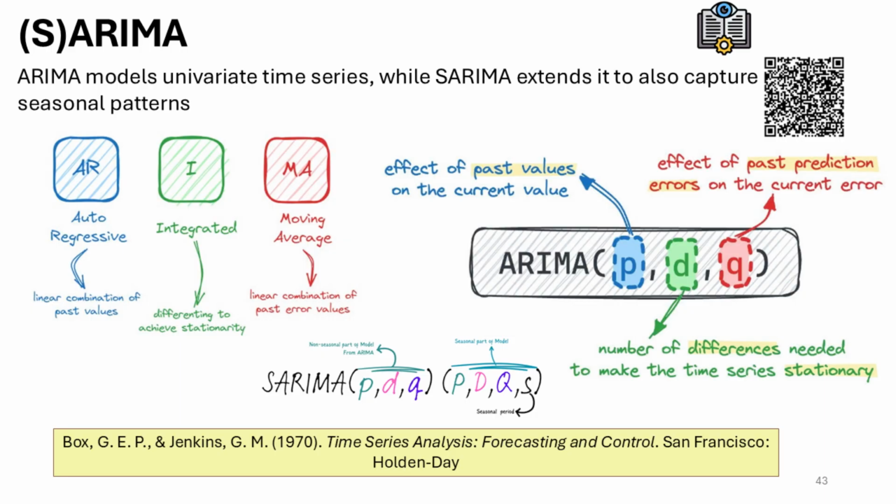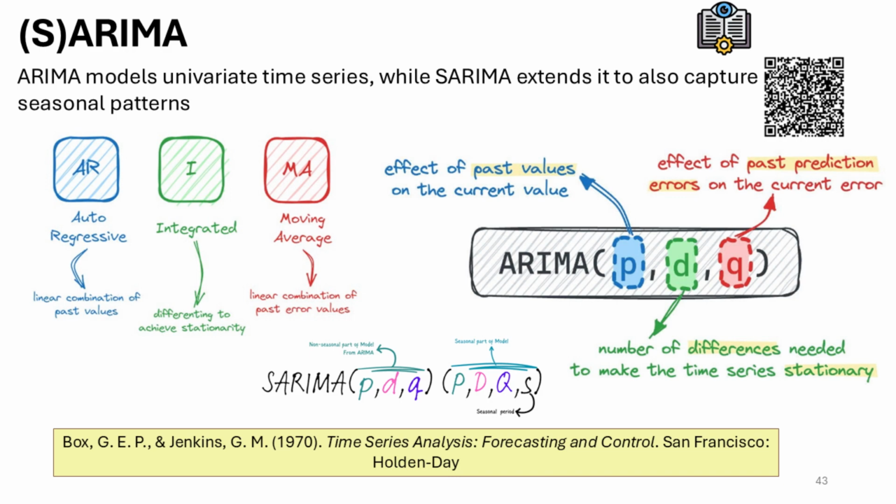The acronym ARIMA stands for three distinct components that work together to model complex data. A, autoregressive, represented by the parameter p. This accounts for the effect of past values on the current value. It assumes that if demand was high an hour ago, it is likely to remain relatively high now.